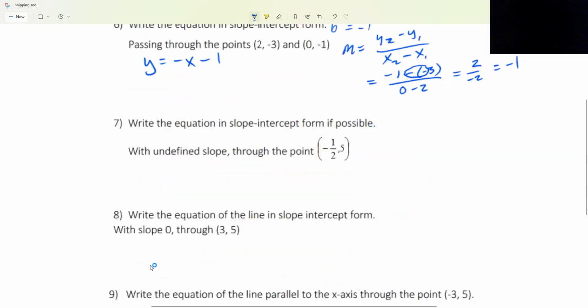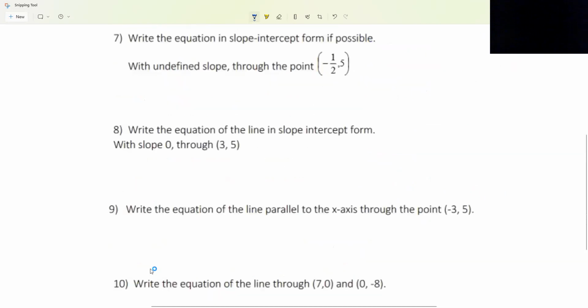So for the next one here, okay, what do they tell us? Well, they want us to write the equation in slope-intercept form if possible. And they tell us that the slope is undefined. What do you know about slopes that are undefined? Hey, you know it's a vertical line. So vertical lines are going to be x is equal to something.